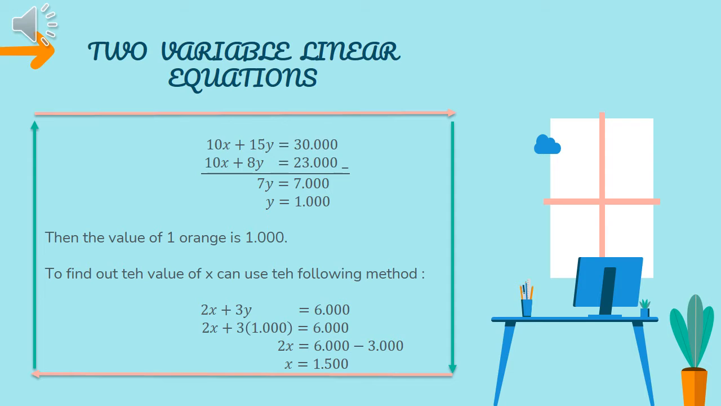To find out the value of x, we can use the following method: 2x plus 3y is 6000, 2x plus 3 times 1000 is 6000, 2x is 6000 minus 3000, and x is 1500.